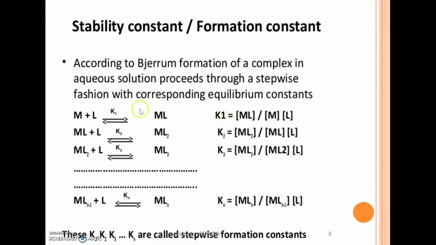Here we can write K1 as the concentration of ML divided by the concentration of M into L, and K2 is equal to the concentration of ML2 divided by the concentration of ML into L, and K3 is equal to ML3 divided by ML2 into L. And for the last step, Kn is equal to MLn divided by MLn-1 into L. These stability constants K1, K2, K3, etc. up to Kn are called stepwise stability constants or stepwise formation constants.